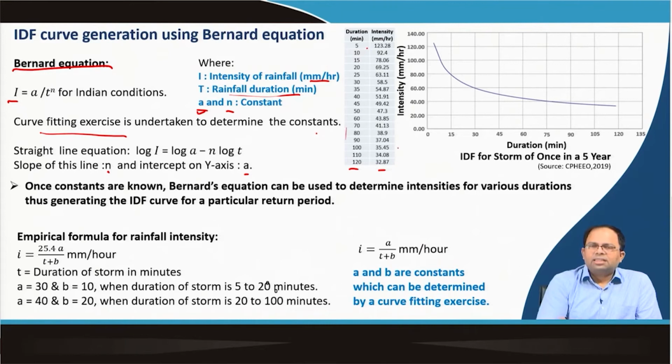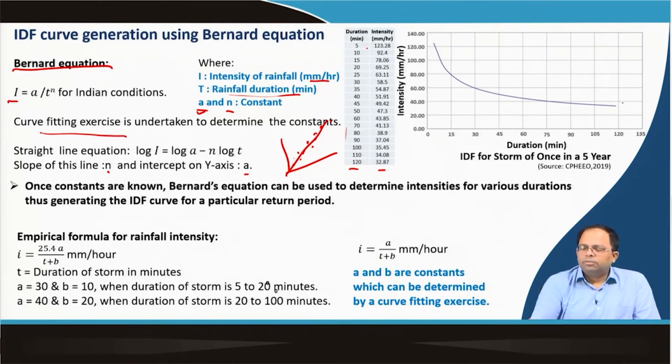We can plot this, we can fit a straight line, and then this A and n value based on the intercept and the slope of the line, we can determine that, and we can generate the relationship. And then using the relationship we can plot the intensity and duration, and this will result in this sort of a graph. And from this graph, this is the 5-year or whatever is the return period of this particular data. So, based on that we can say that this is the IDF relationship or IDF for storm of once in 5-year period. So, this is how we can generate an IDF relationship.